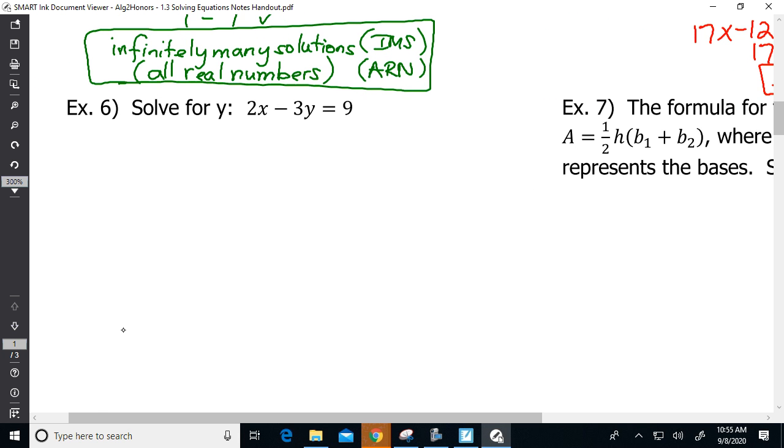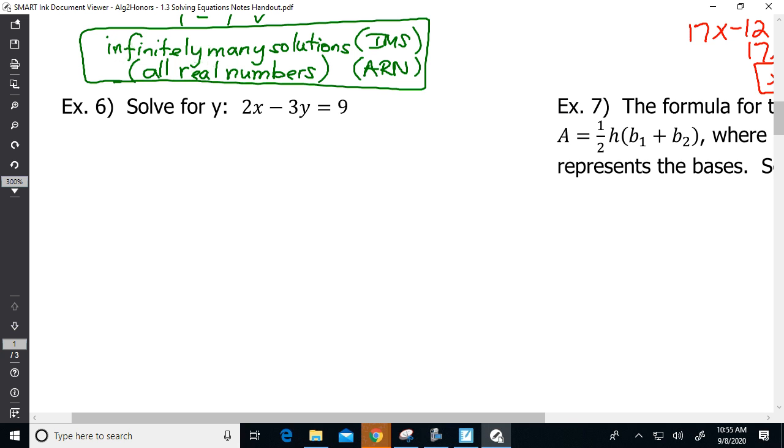Example 6. So now we have multiple variables in the equation. And we're going to solve for y. 2x minus 3y equals 9. So this is a little bit of a taste of what's coming in the next unit with slope-intercept form.